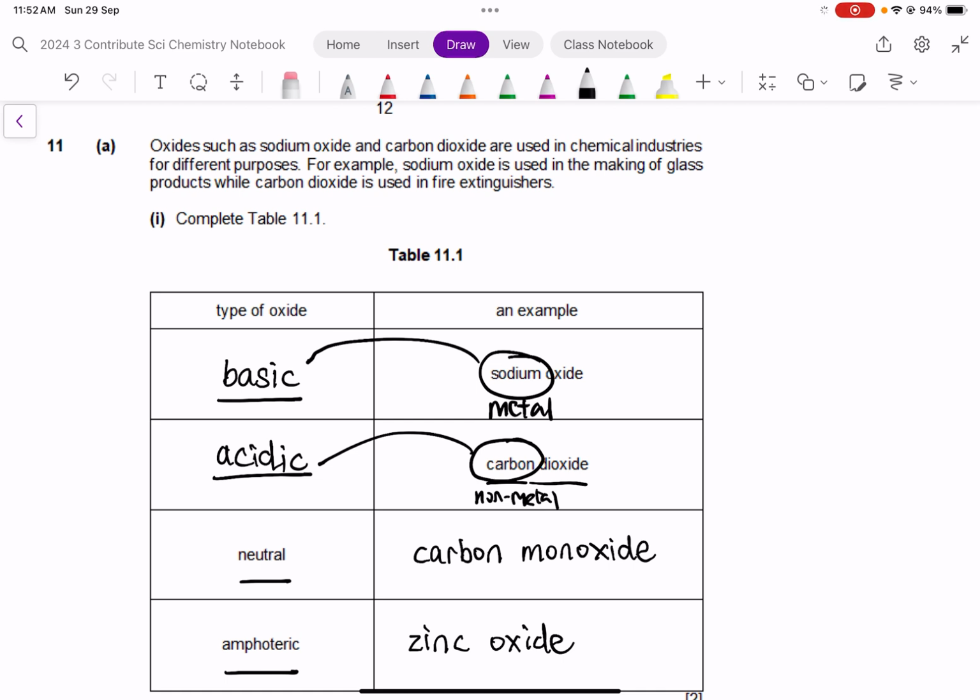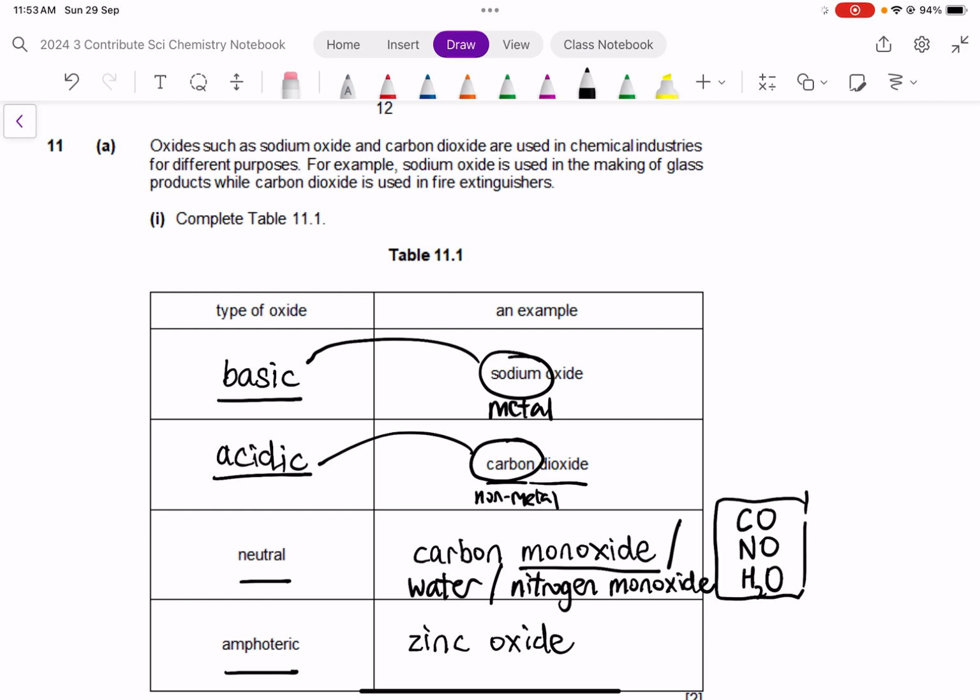For the neutral oxide, an example could be carbon monoxide. So we have gone through this. Monoxides of non-metals are neutral. Of course, besides carbon monoxide, you could have written water, H2O, another monoxide, neutral. The last one that is neutral, nitrogen monoxide, NO. So we can remember this as the CONO hole. Okay, the three neutral oxides, CONO hole.